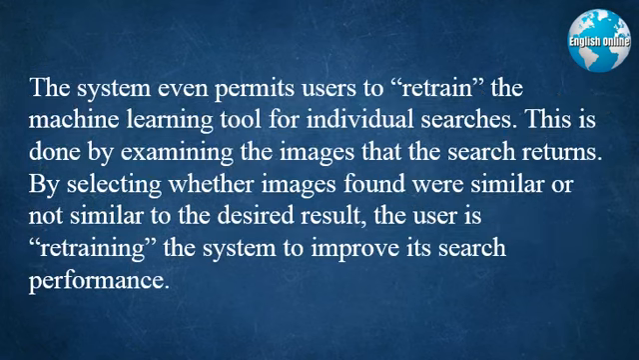The system even permits users to retrain the machine learning tool for individual searches. This is done by examining the images that the search returns. By selecting whether images found were similar or not similar to the desired result, the user is retraining the system to improve its search performance.